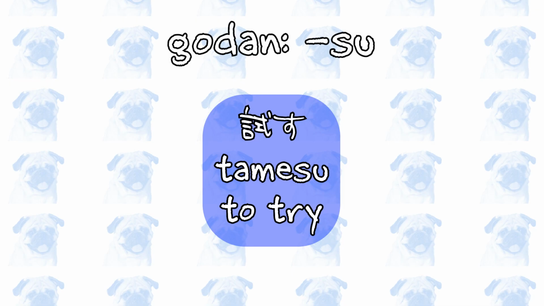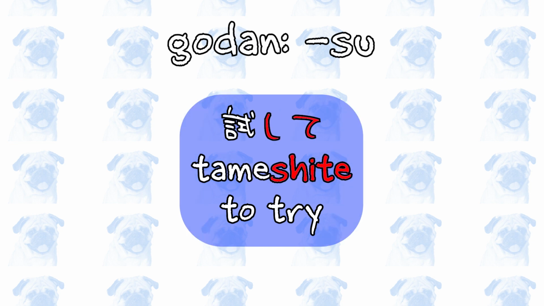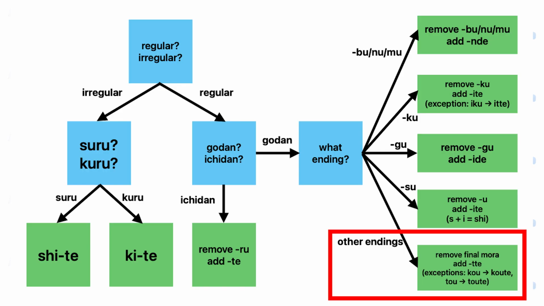If a Godan verb ends with su, drop the u and add ite. For example, the verb tamesu, to try, ends with su, so drop the u and add ite, as in tameshite. Tamesu, tameshite.